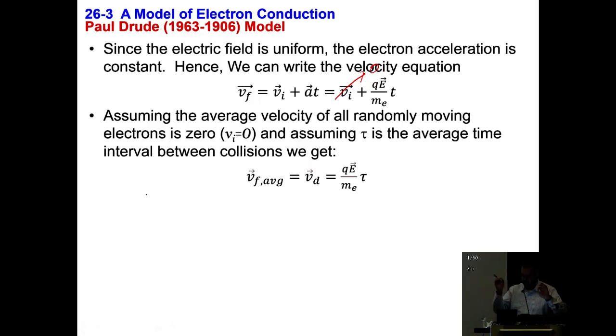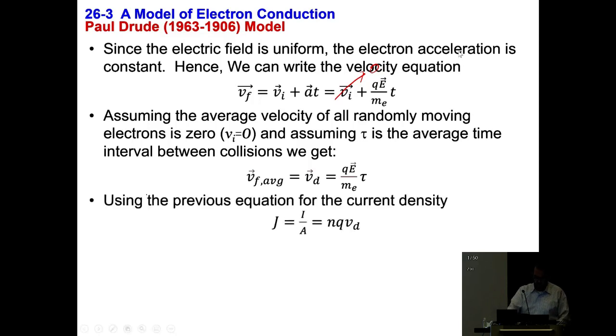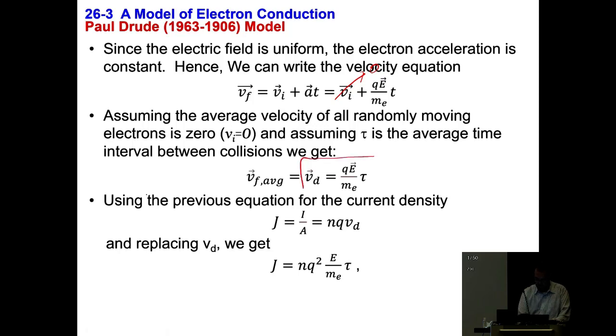We're calling this time between collisions tau. And remember, previously we said the current density, which is current per unit area, is nq times Vd. We're going to use that. Since I have this equation now for Vd, I'm going to put it here and write the equation for the current density. Notice it has Q, and the equation here has another Q, so you will have nq squared times the magnitude of the electric field, divided by the mass of the electron, times the time between collisions, tau. So tau is the average time interval between collisions.